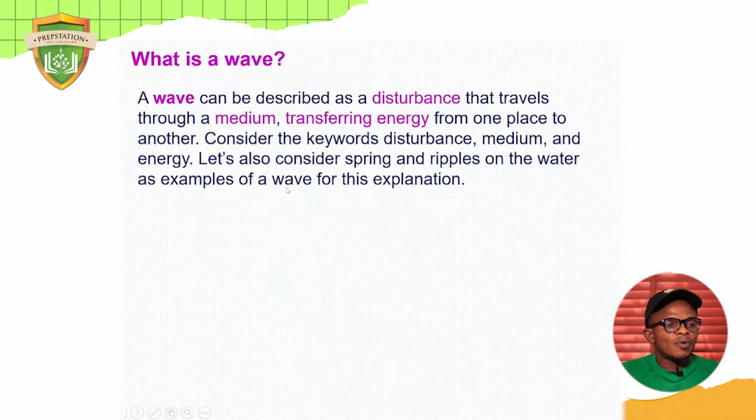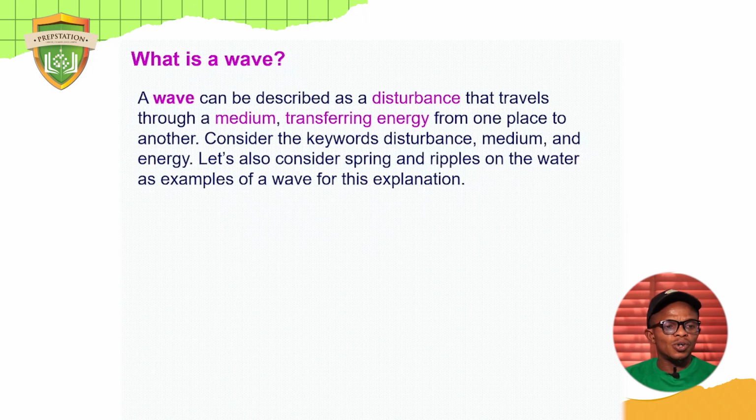All right, so let's quickly start with the definition for waves. Let's see what wave is all about. Now a wave can be described as a disturbance that travels through a medium, transferring energy from one place to another. Now, consider the keywords, the ones that are highlighted: disturbance, medium, and energy.